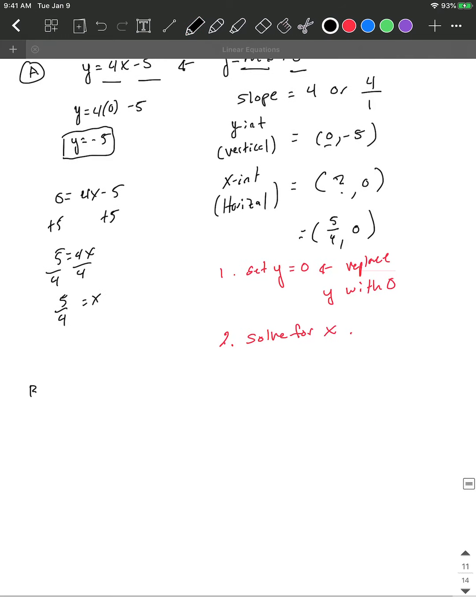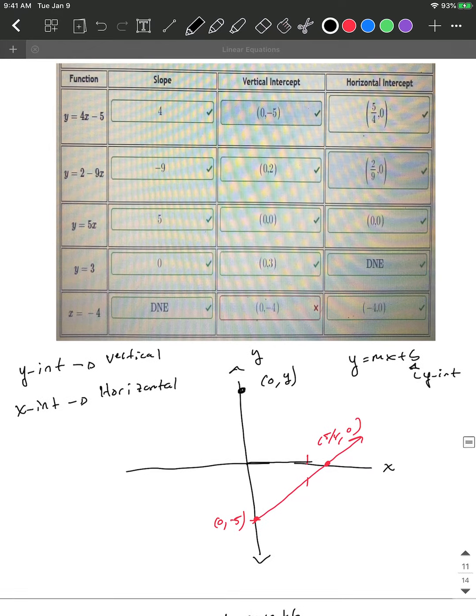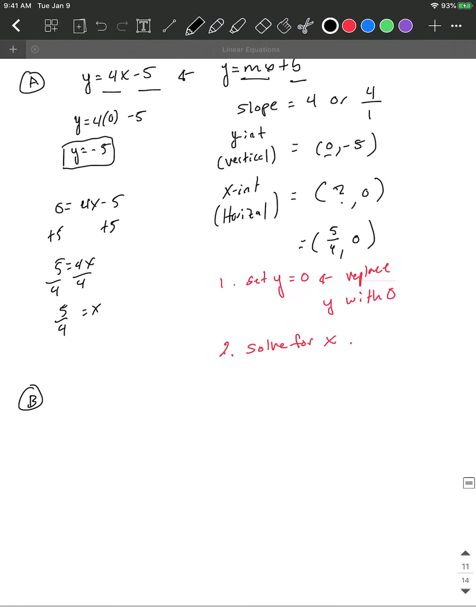So let's look at problem number B, the second one. We have y is equal to 2 minus 9x. Now remember, I always write the formula down.